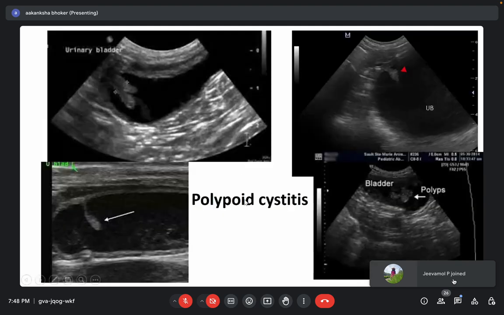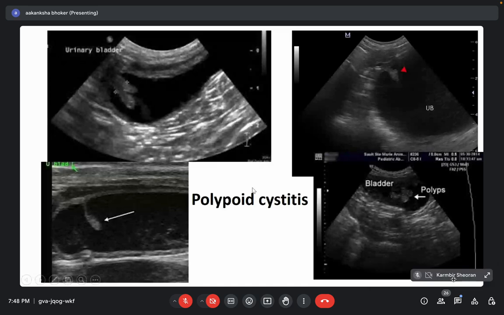Now next, there can be polypoid cystitis. These polyps are a pedunculated growth arising from the bladder wall. To confirm whether these are growths or blood clots, we have to do some adjustments. Suppose it is a clot, then it may be attached. In cases of chronic cystitis, it may get adhered to the bladder wall and may not show some movement.